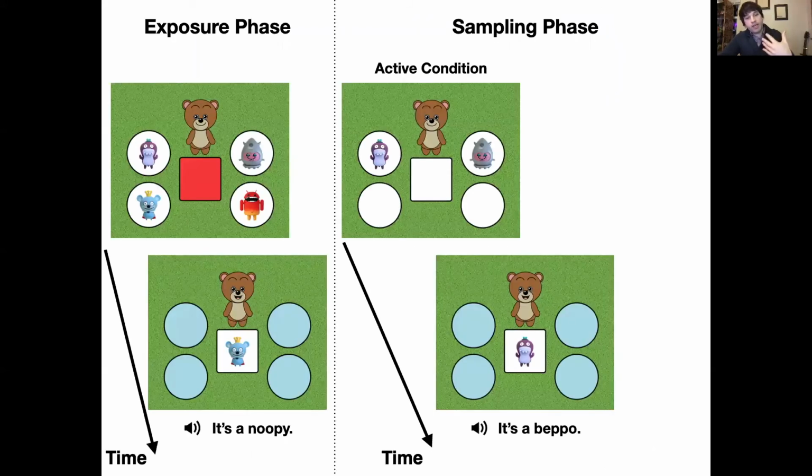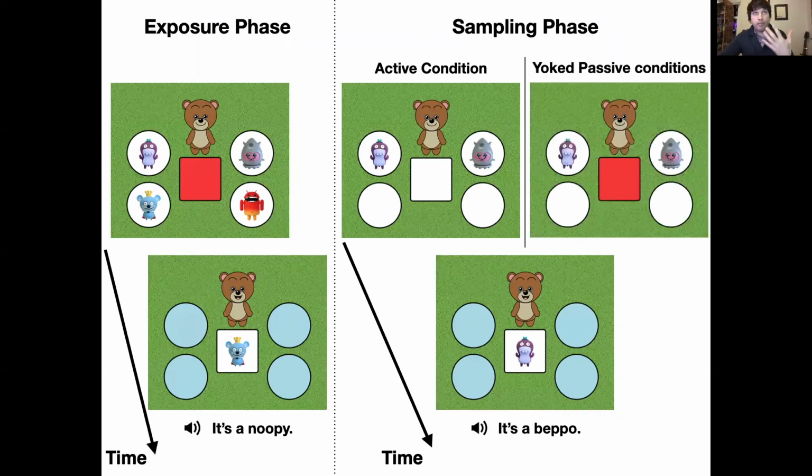The way this worked is that in addition to the active condition, children could also be assigned to a yoked passive condition in which they saw the same input just selected by a counterpart in the active condition. And they themselves did not control that input. And we introduced two yoked passive conditions of this kind.